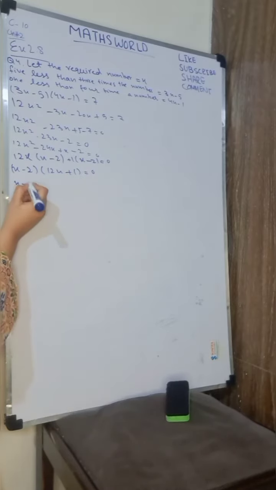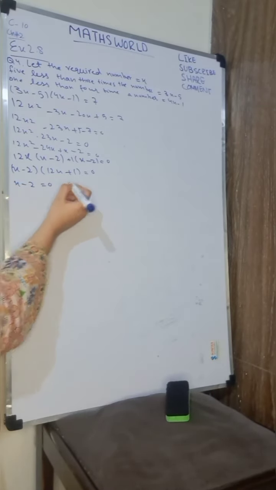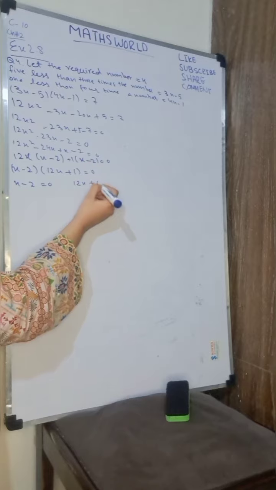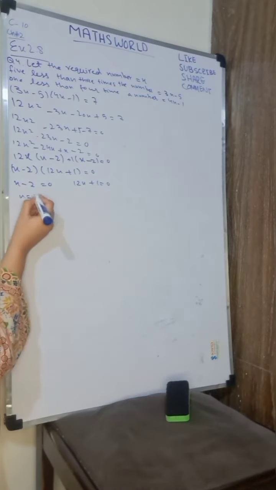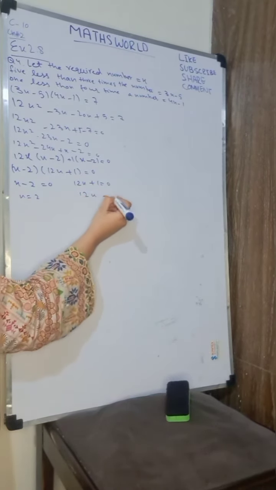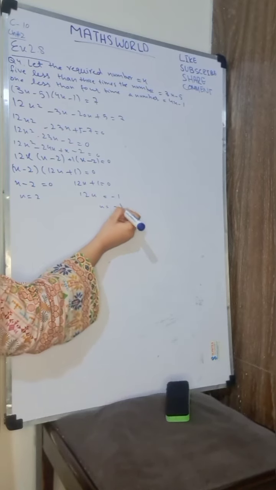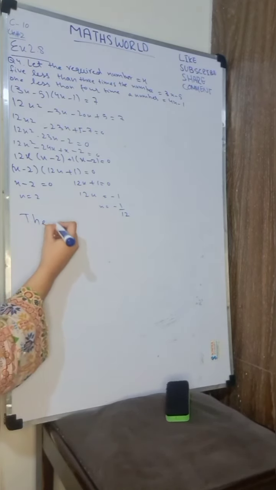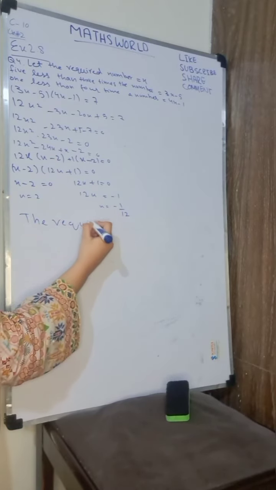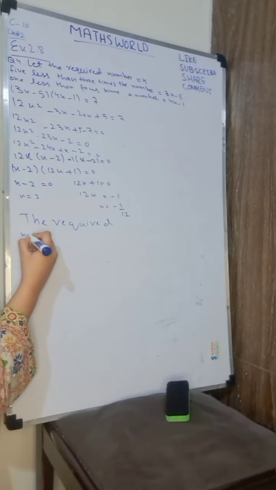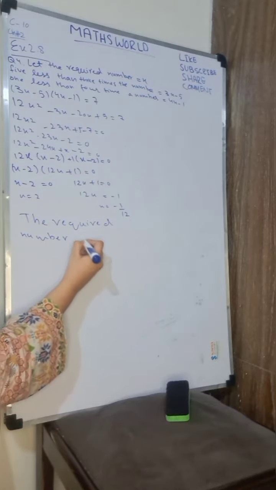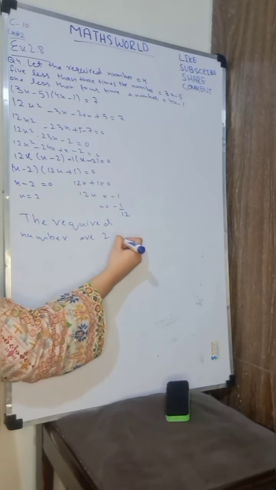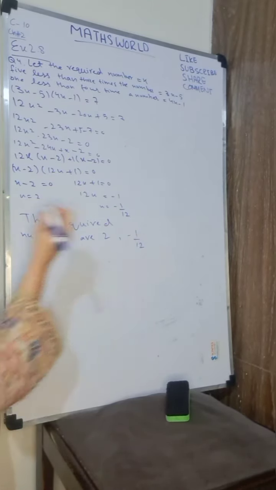0. x minus 2 equals to 0, 12x plus 1 equals to 0, x is equal to 2, and 12x plus 1, x is equal to minus 1 by 12. Like this you're going to solve the questions and you will provide the required number. The required numbers are 2 and minus 1 by 12.